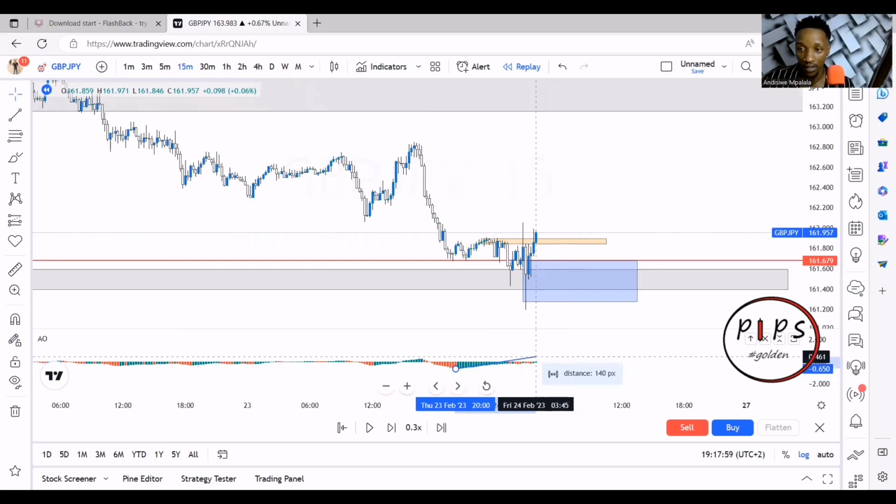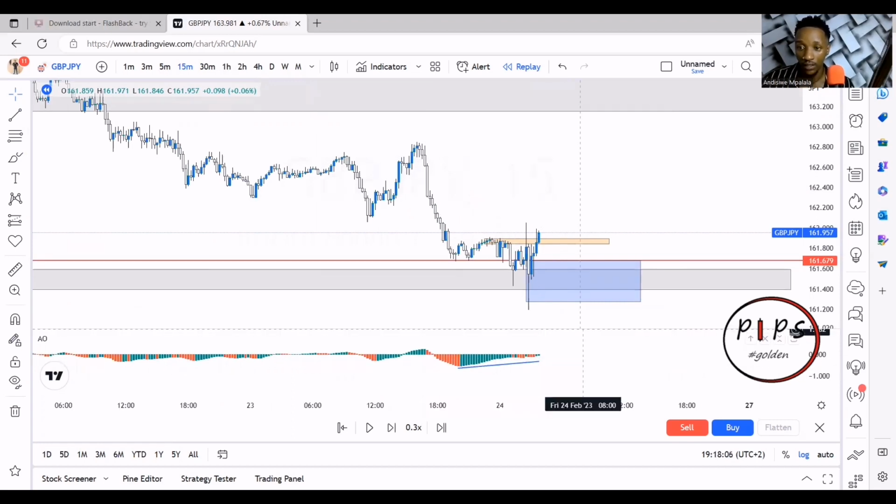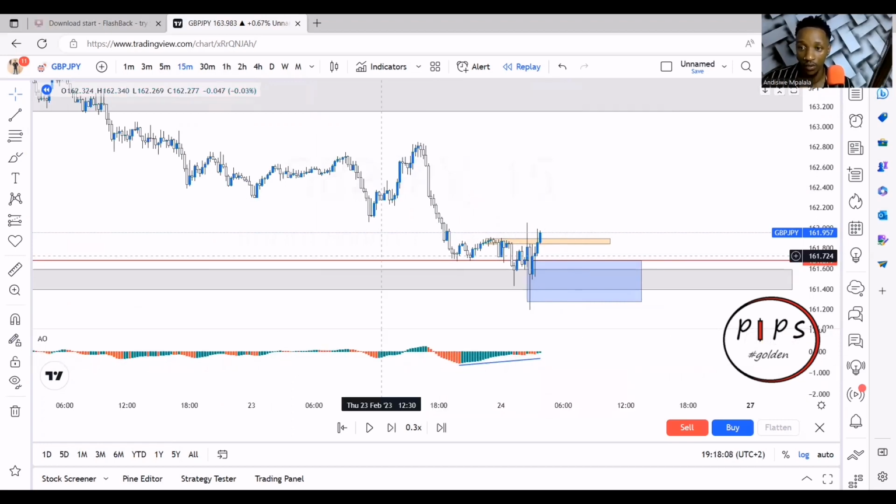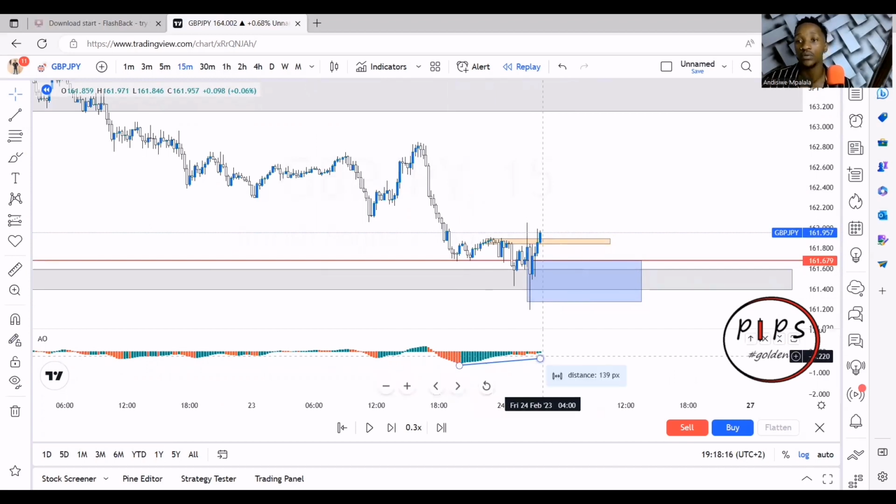What is divergence? Divergence simply means that the price is making lower lows, lower highs, lower lows, but the oscillator is making higher lows. This indicates that price might be reversing or retracing.